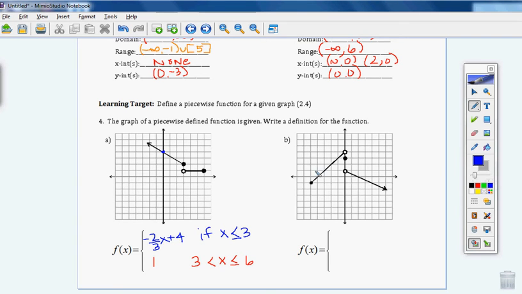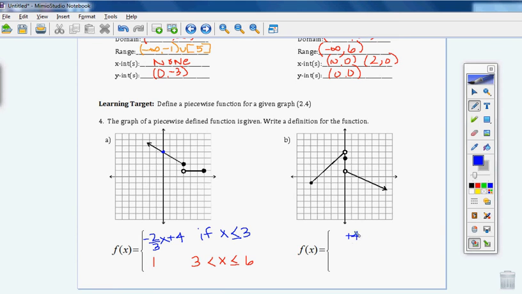Okay. And then over on this left side, we actually have 3 different graphs. We got 1, 2, that little dot, and 3. So this line is extended, hitting my axis up at 4. So I have a positive 4.